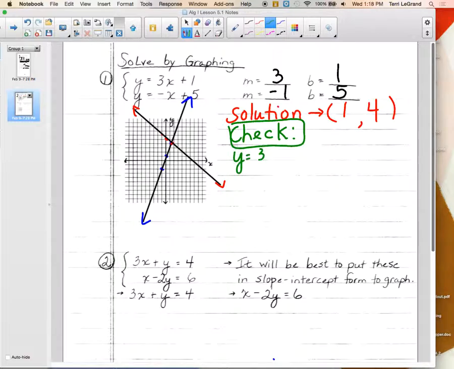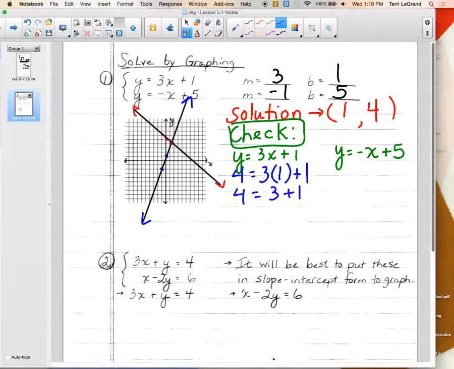So we write down both equations and we substitute into both and make sure it legitimately checks out. And just a substitution step is not enough. You need to actually calculate your way down, and not with a calculator. So what's going in for y? 4. What's going in for x? 1. So from our ordered pair, 4 equals, well, first of all, what's 3 times 1? 3. What is 3 plus 1? 4.